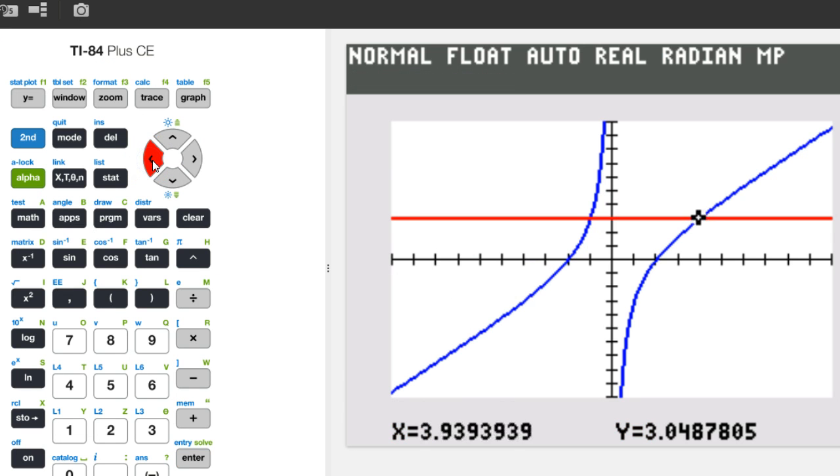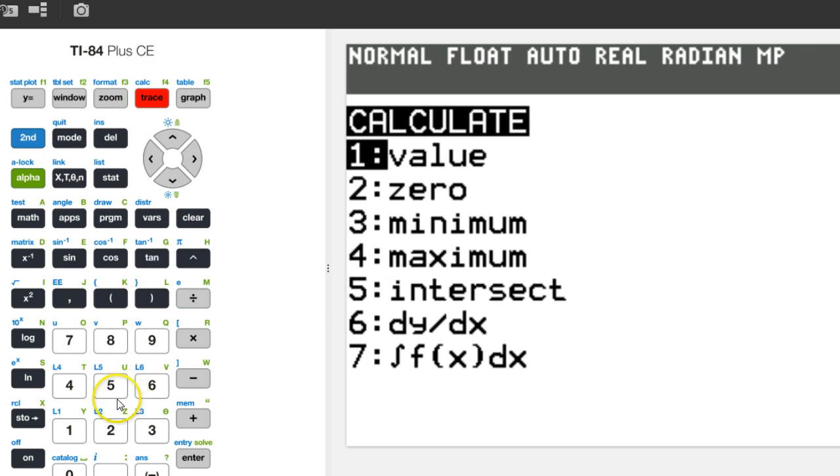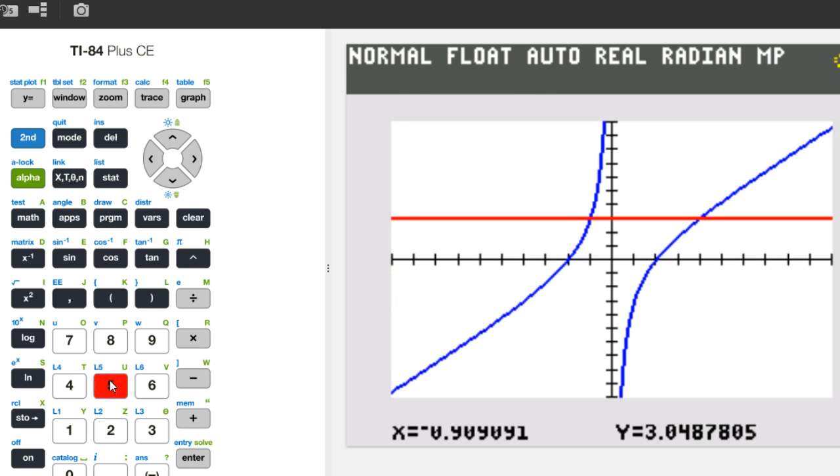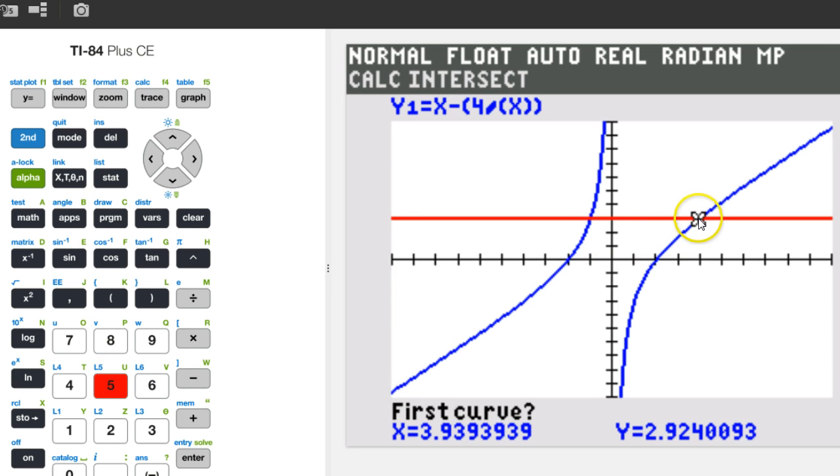So I'm going to scroll to the left, trying to get my way over there. Alright, I'm very close. I probably shouldn't have done that until after I did the calculate function. So second trace to get to the calculate menu, I'm going to type the number 5 for intersect. Okay, and now I'm back over here again.